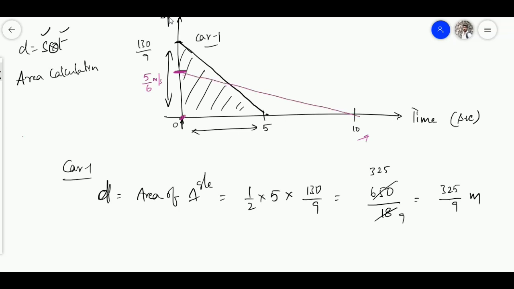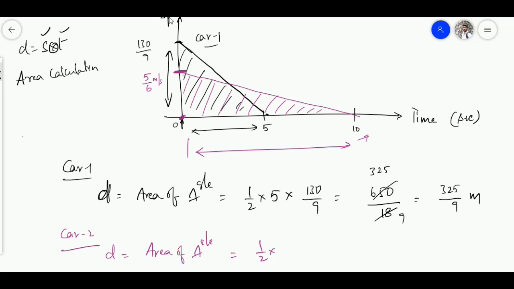Now for car 2, to find the distance equal to speed into time, if there is a multiplication symbol between the x-axis term and the y-axis term, we have to go with the area calculation. So the area of this purple triangle: half into base. What's the base? Here to here, this is the total base of this purple triangle, so it is 10. And what is the height? Height is this, right? So this will be 5 by 6, 50 by 12, right? You can cancel by 2, and it will be 25 by 6.